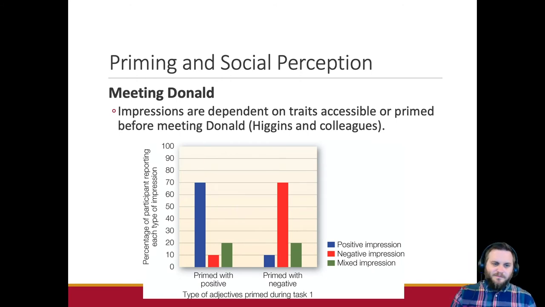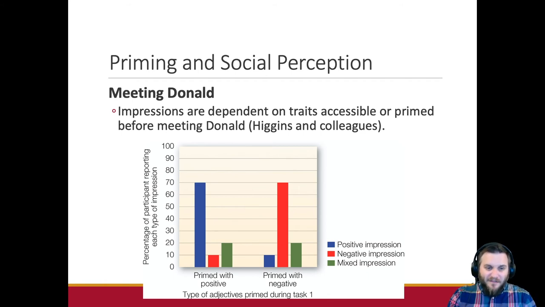Let me give you an example of this one. Okay. So Higgins and colleagues did a study where they primed participants with a positive impression or a negative impression or a mixed impression of a person named Donald. Okay. I do have to say, this is not Donald Trump. This study came well before all of this stuff from 2015 onward. So this is just a random fictitious dude who was given a bunch of positive traits to the participant, a bunch of negative traits to the participant, and a mixed impression.